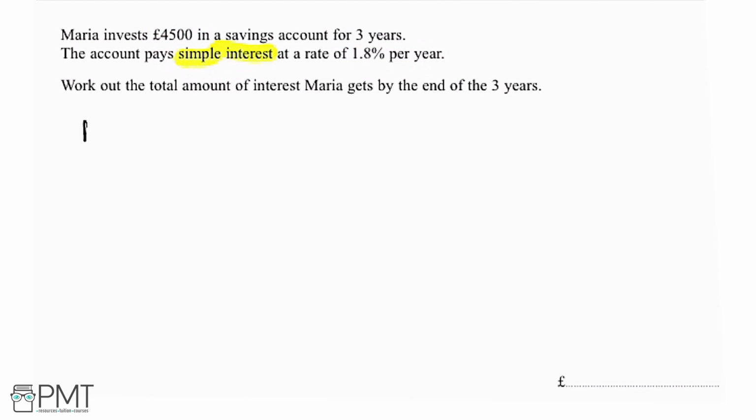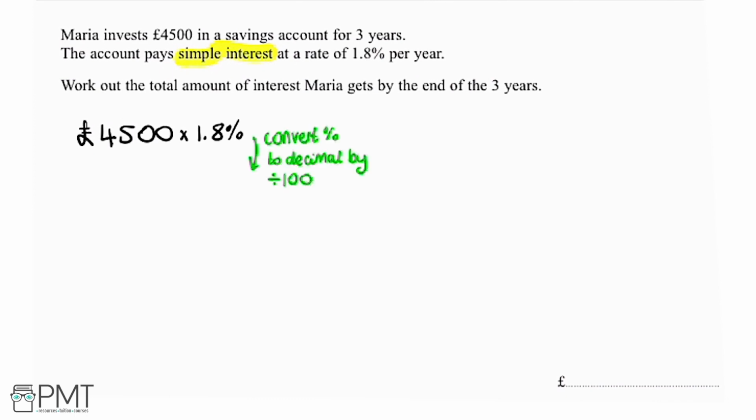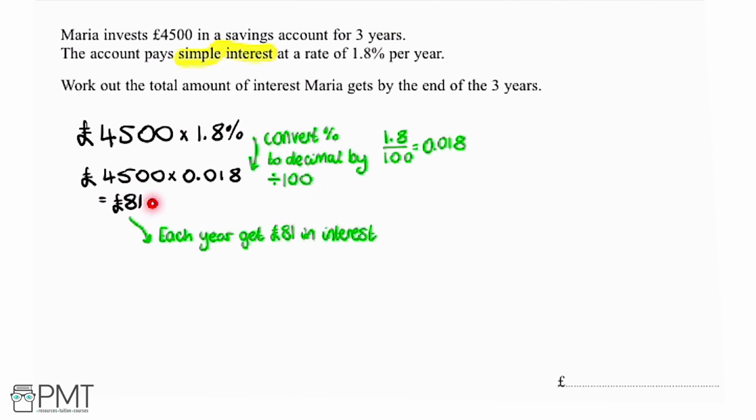So we see that Maria's starting with £4,500 and we're timesing that by 1.8%. But to carry this out, we want to look at this as a decimal instead of a percentage. So we can convert from a percentage to a decimal by dividing by 100. So 1.8 divided by 100 is 0.018. So I write it out again, we've got £4,500 multiplied by 0.018, which equals £81. So this means that each year Maria gets £81 in interest.